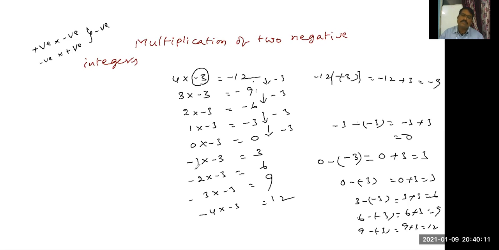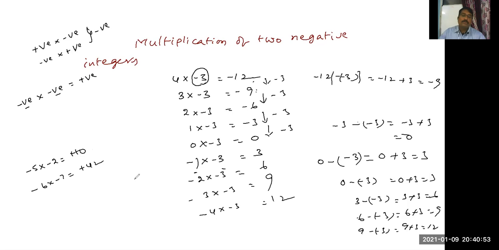So here we observe that the product of two negative integers is always positive. Negative integer into negative integer becomes a positive integer. It is simply: minus 5 into minus 2, how much? Plus 10. Minus 6 into minus 7, how much? Plus 42.